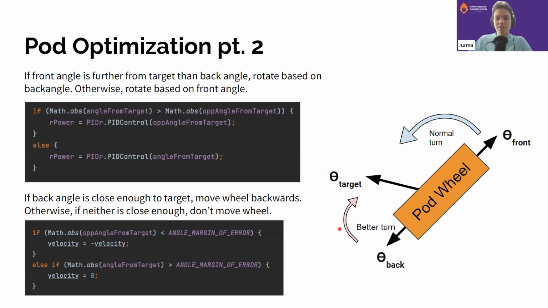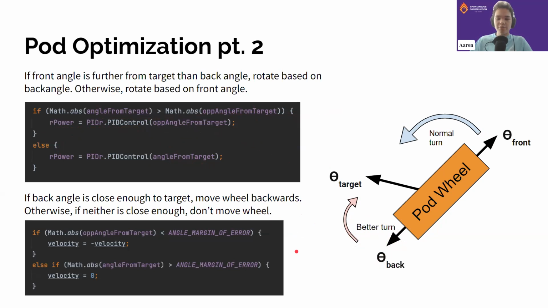On the logic side, doing this basically just adds a little bit to each if statement. In the section that assigns the R power, we basically just say if the front angle from the target is larger than the back angle from the target, so if the front error is larger than the rear error, then you turn with a PID controller using the rear side. Otherwise, use a PID controller that uses the front side instead.